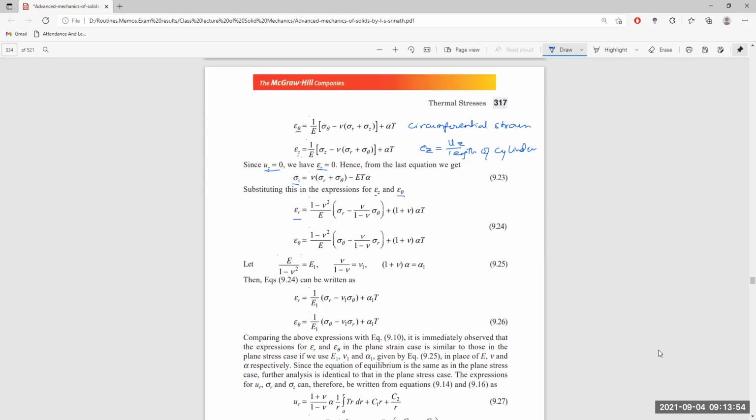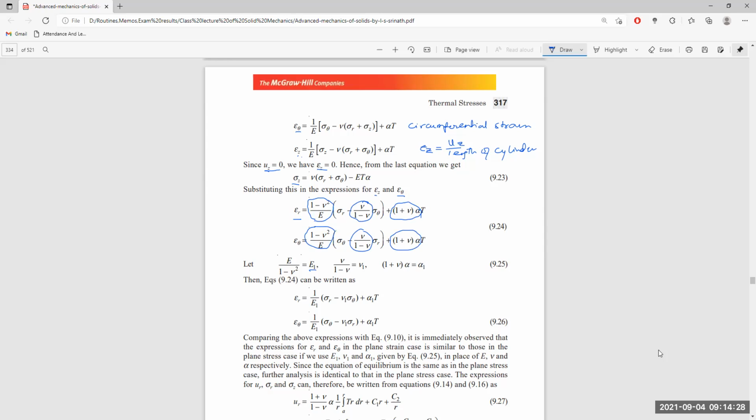Now let us assume that E by (1 minus nu square) is equal to one expression, or one constant you can say, that is E1. Nu by (1 minus nu), which is given here, here, and here, is equal to nu1, and (1 plus nu) multiplied by alpha is equal to alpha 1. This is coming from here itself.